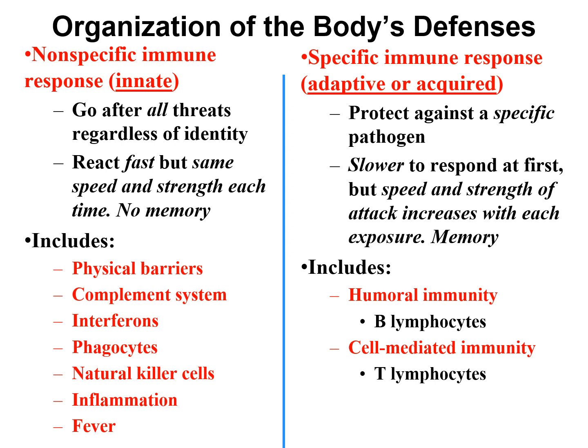We have the non-specific immune response, also called innate immunity. And then we have the specific immune response, which is also called adaptive or acquired immunity. So the last chapter, we focused on the non-specific immune response. So remember, it's non-specific. It goes after everything. It's not picky. It's going to react fast and with the same speed and strength each time. But it doesn't remember that it's seen a particular pathogen before. And it includes things like physical barriers, complement system, etc.